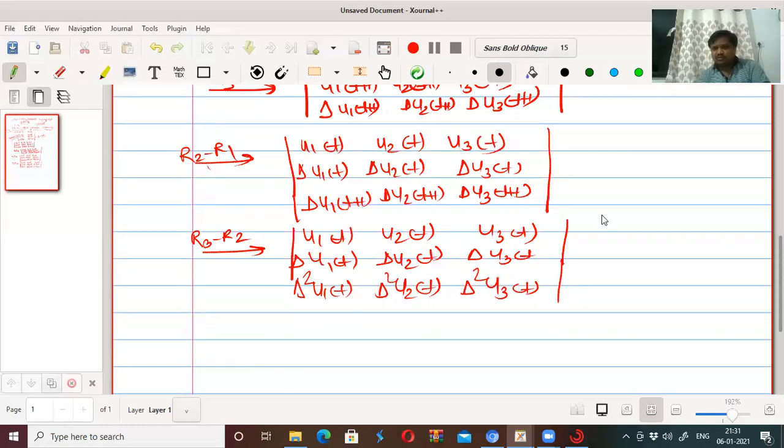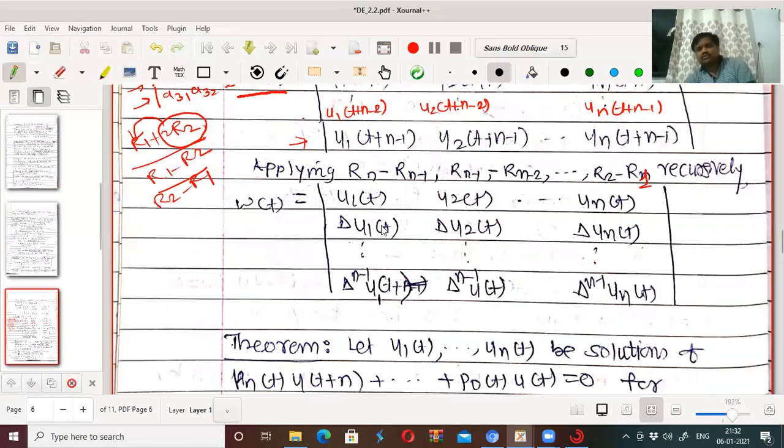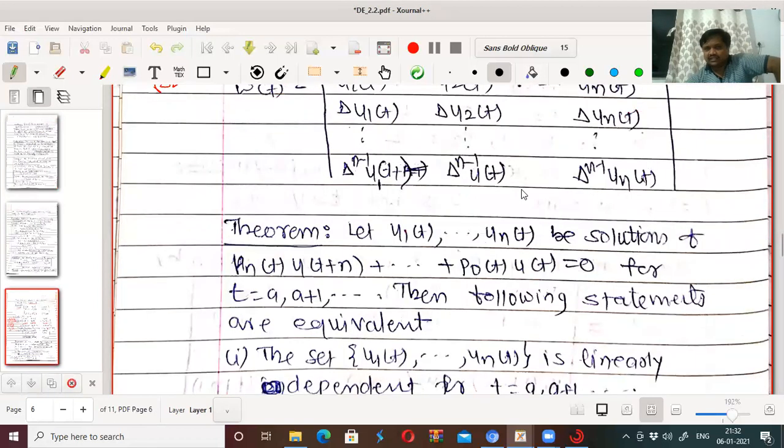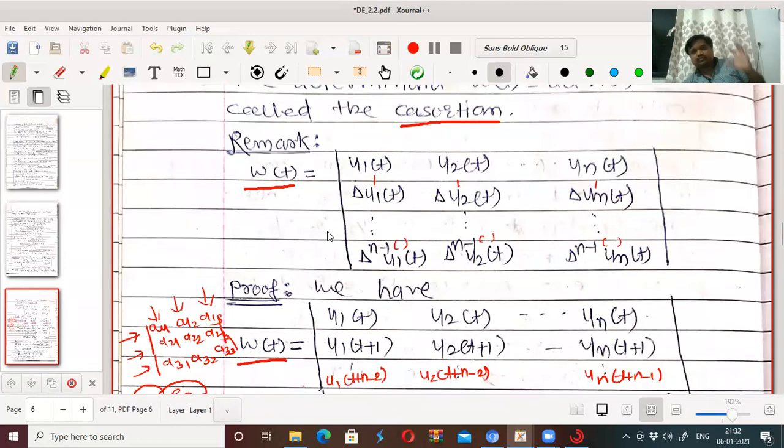In the same way, if we take 4 by 4, then you will get 4 rows, 4 columns, and the last row is of delta cube. If we take 5, delta 4th, 6, delta 5th, and so on. Therefore, in general, W T becomes U1 T, U2 T up to UN T, delta U1 T, delta U2 T up to delta UN T, and delta n minus 1 of U1 T, delta n minus 1 of U2 T, and delta n minus 1 of UN T, and so on. Okay, this is about the Casoratian, parallel to the Wronskian.